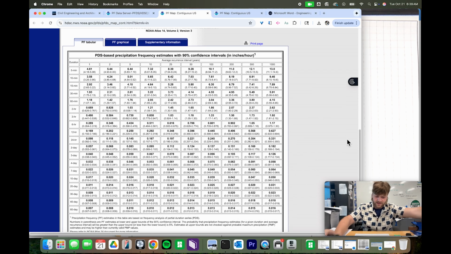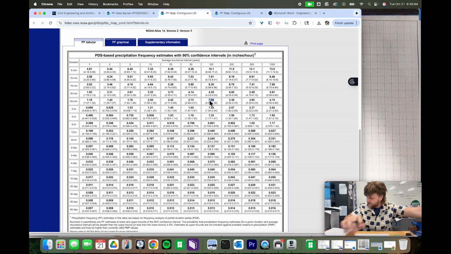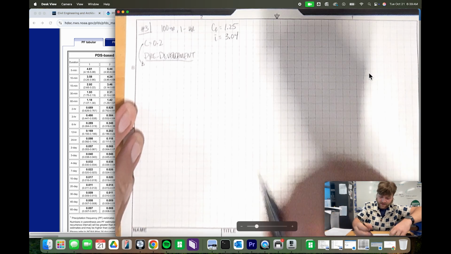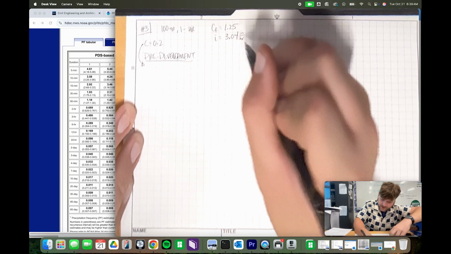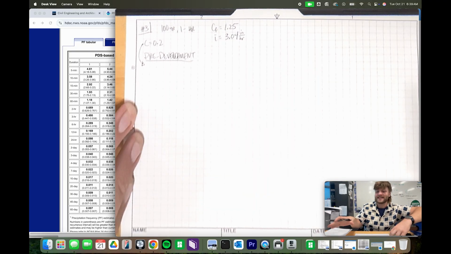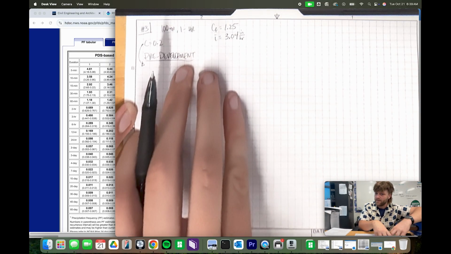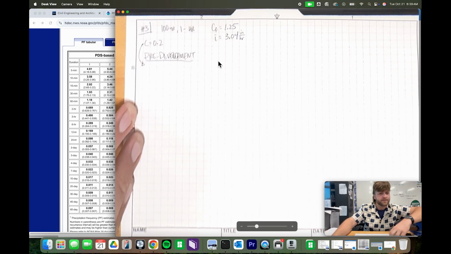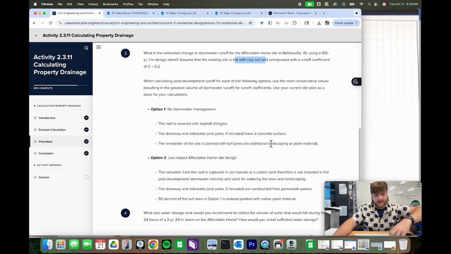So now I'm going to scroll down, and we've got to find, for the 100-year storm that lasts for 1 hour, what is our I value? What I found there is that our I value is going to be 3.04. Now remember, I value is in inches per hour, so inches of rainfall per hour. Keep in mind, C, F, and I remain consistent throughout this problem, right? The pre-development, we're going to be using it. Also, for the post-development, you're going to be using those C, F, and I values.